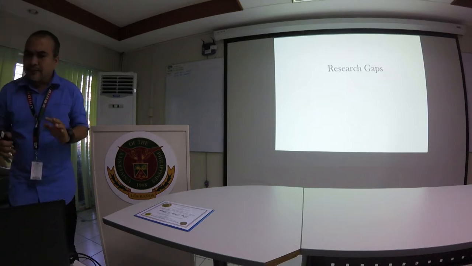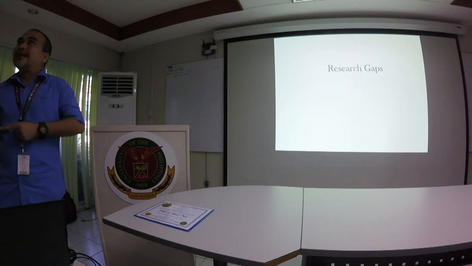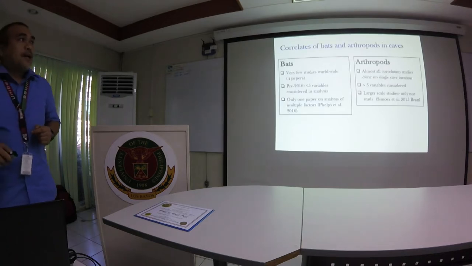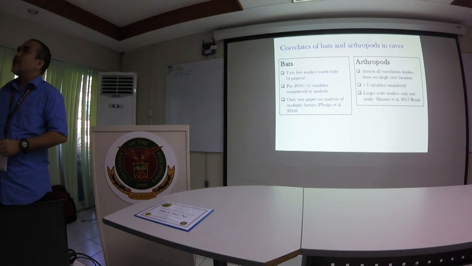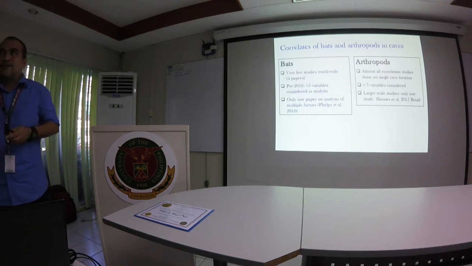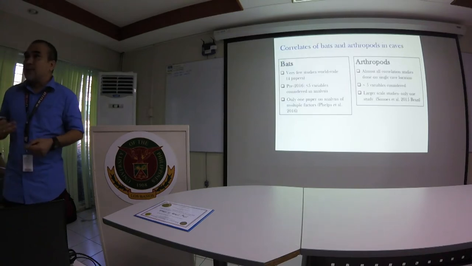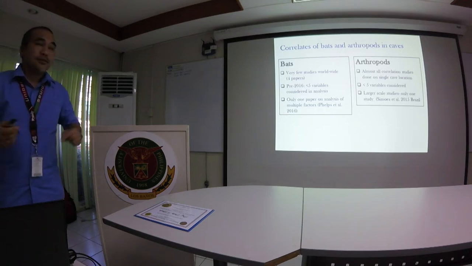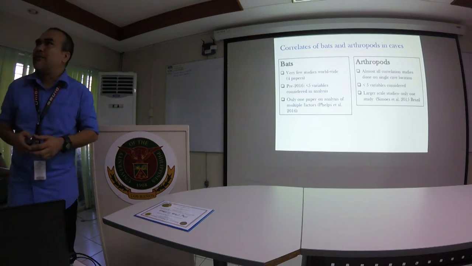Looking into the literature and analyzing it a bit, I see some research gaps, which would provide me with a niche on how to contribute to cave biology or cave science. For bats, despite the number of articles and papers that I've shown you, there are very few studies worldwide. Apparently, this is not a very famous area of research. Looking into correlates of bats and arthropods, it's not a very famous research. And before 2016, fewer than five variables were considered, so it's not a multivariate approach. Only one paper analyzed several variables, reaching up to 15 or 20 variables.